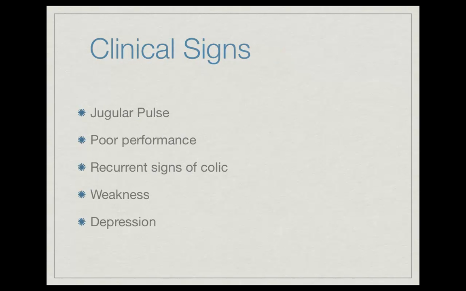With the findings from Ploeg's research, it's important that arterial ruptures be thought of when diagnosing a distressed horse. What could you look for if your horse had an arterial tear or rupture? Clinical signs include jugular pulse, poor performance, recurrent signs of colic, weakness, and depression.